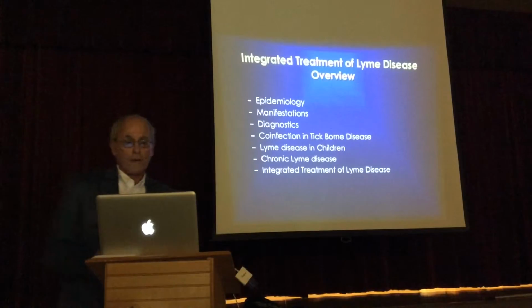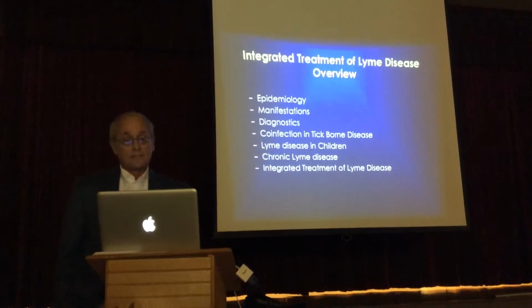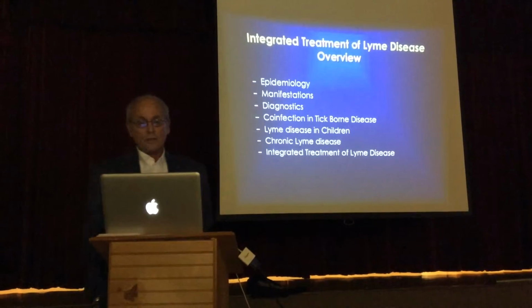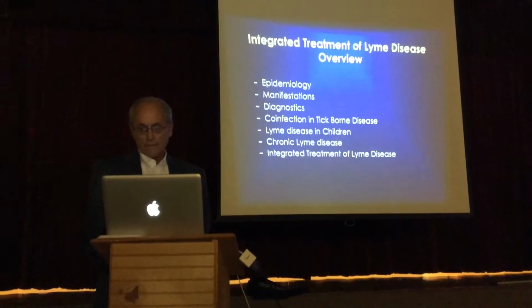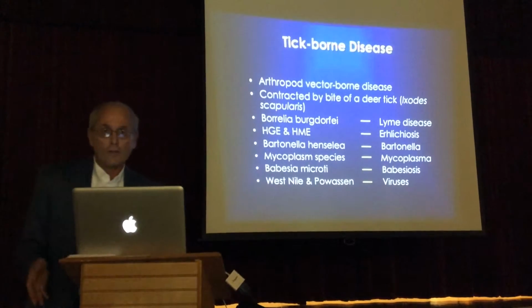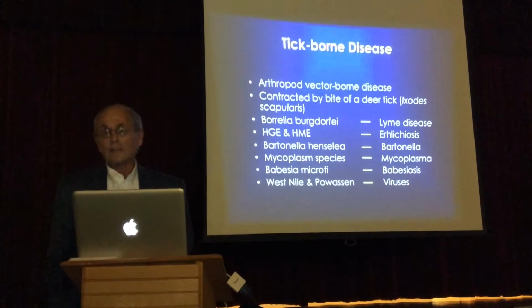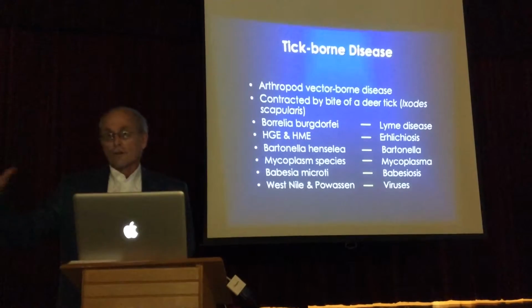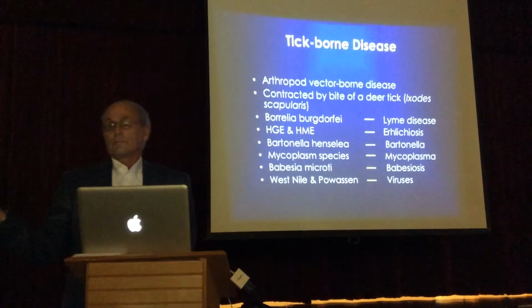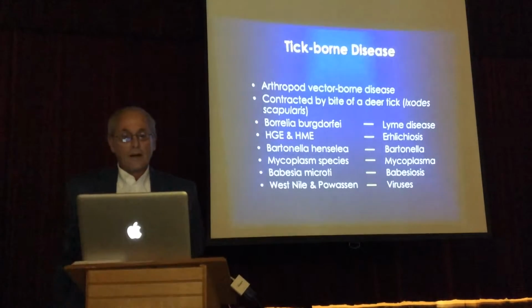So, overview: I'll talk about epidemiology, the manifestations of Lyme, the diagnostics, co-infections, a little on Lyme in children, chronic Lyme, and then integrated treatment of Lyme. Now, all of you know that it's a vector-borne disease caused by the bite of a tick, although they're finding that a lot of the co-infections and Lyme itself can be in other vectors, mosquitoes and things like that.